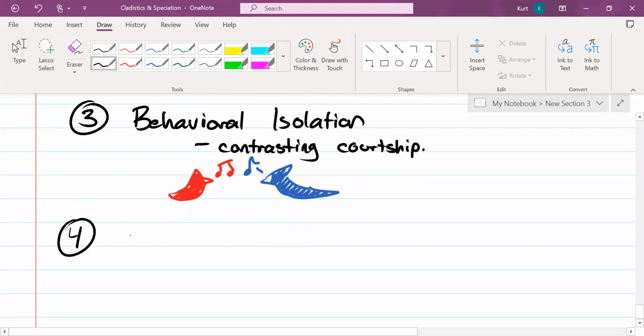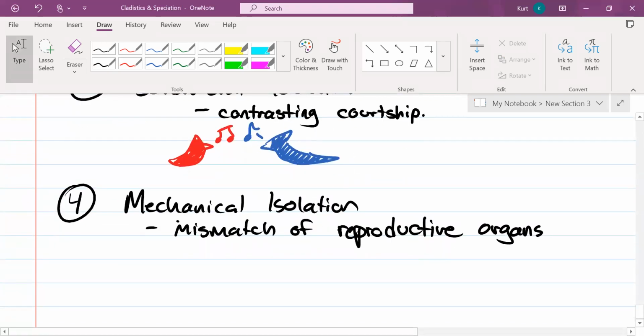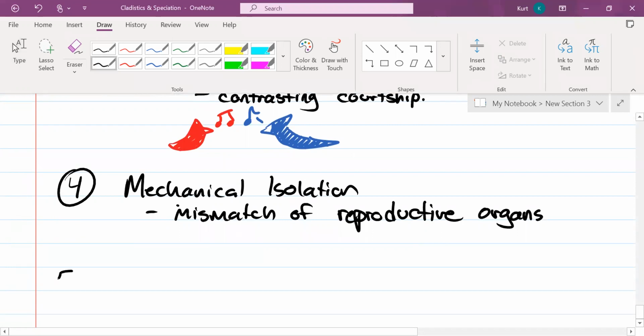Number 4 is going to be mechanical isolation. This is where you have a mismatch of genitals, of reproductive organs. The penis and the vagina just don't match up for whatever reason. They're not located in the proper area. It's just not a match. It's difficult to try to have sex and form offspring if the reproductive organs are not going to work with each other. Okay, that can be for a multitude of reasons.